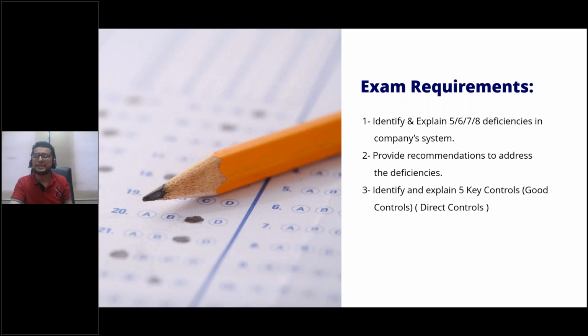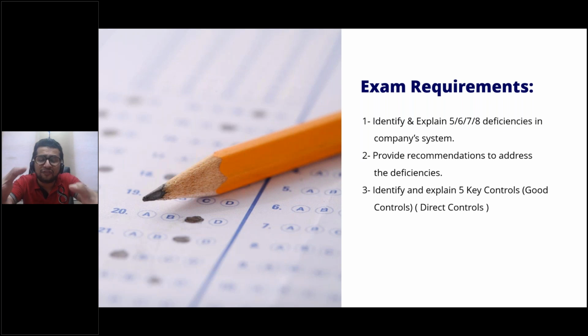Now, what do I mean by direct controls or key controls? A direct control is something which will ensure that the risk of material misstatement would be avoided. So basically, as a matter of fact, it's the opposite of deficiency. It is something which you as an external auditor would appreciate. It looks promising on paper, so you would appreciate it.